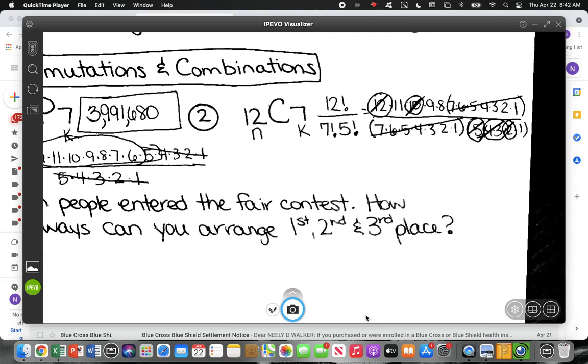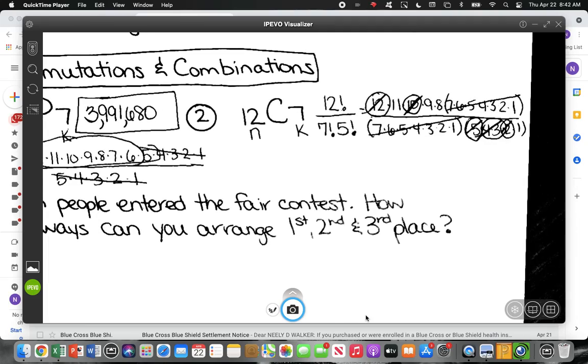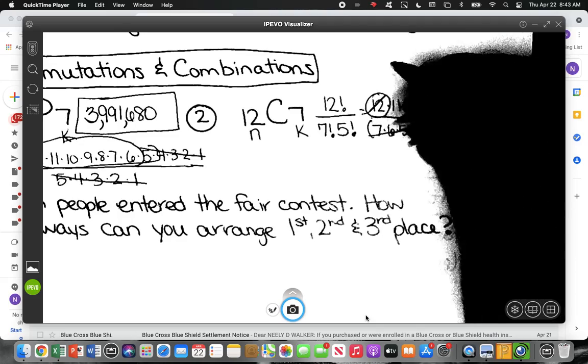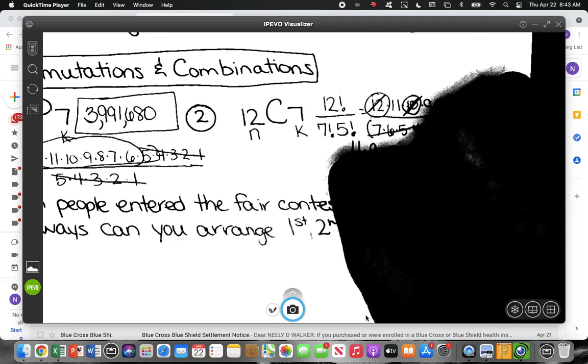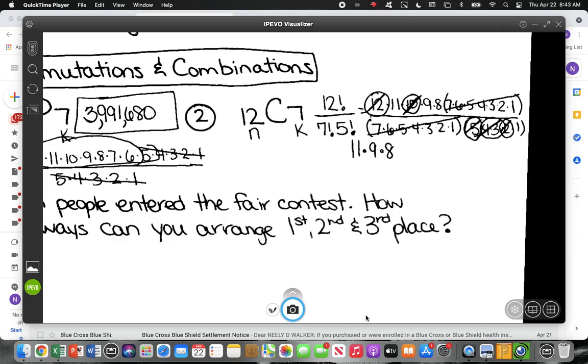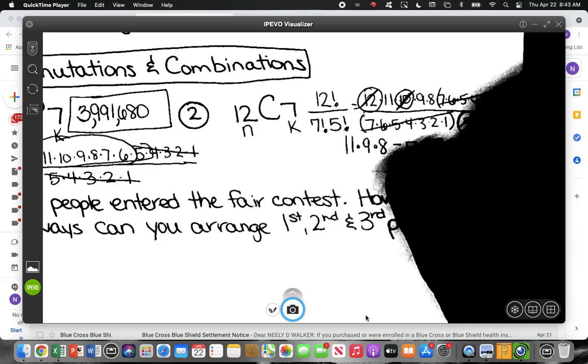All right, so what's left? You get the same answer. It's like you have to simplify. You'll have to do an extra step of division later. It's this. You'll get the same thing. So on this one, what's left is 11 times 9 times 8. Those are the only 3 numbers left, right? Yeah. What do we get? 792.